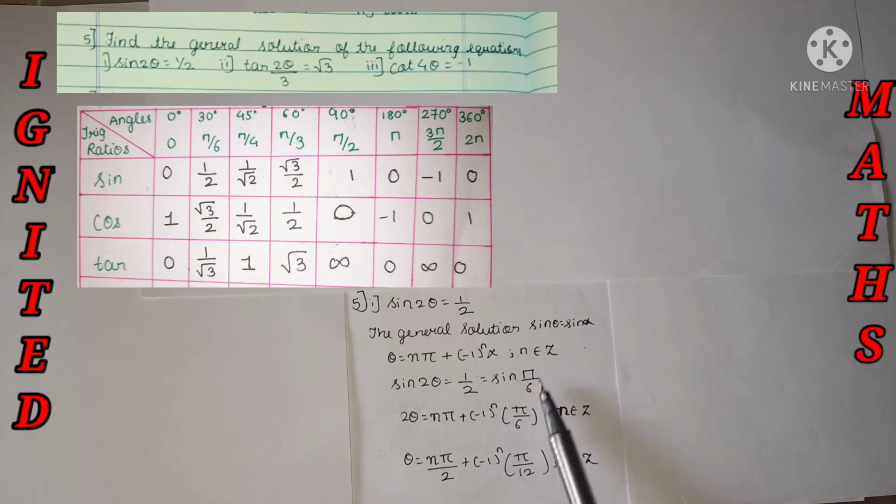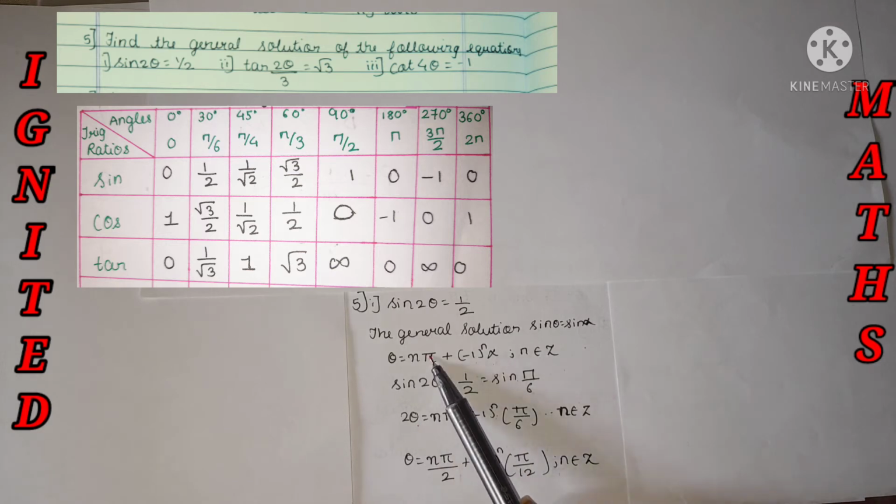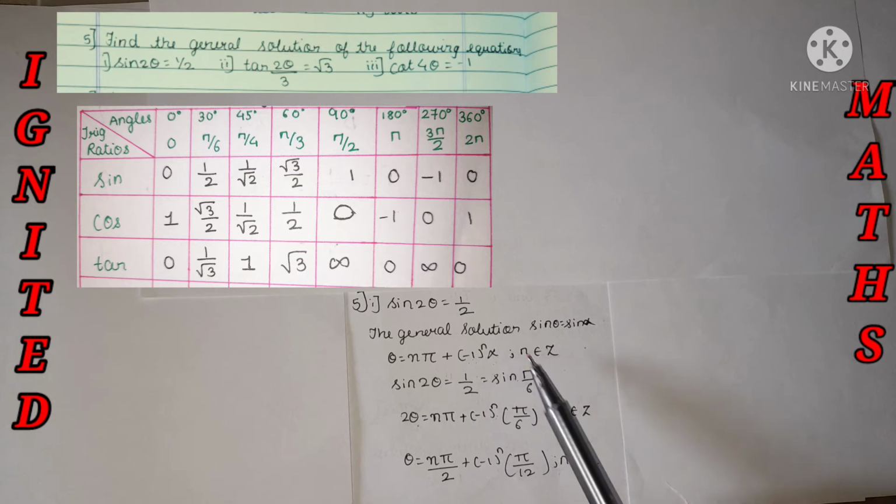Yes, so the general solution is theta is equal to n pi plus minus 1 raised to n alpha. Theta over here they have represented as 2 theta. Just write it as n pi plus minus 1 raised to n, where alpha is nothing but pi by 6. Now divide each and every term by 2, so you will be getting the answer.